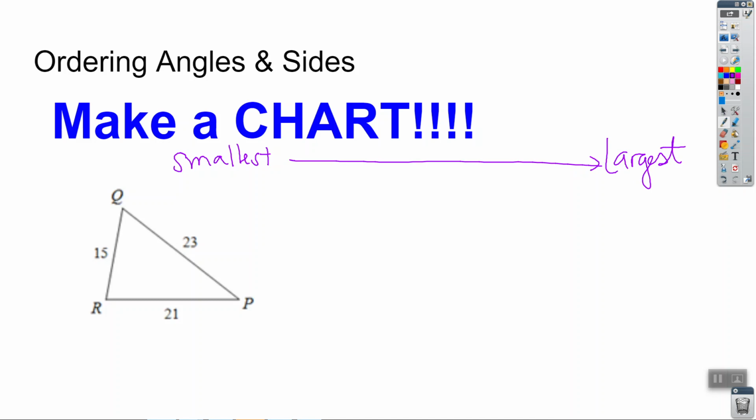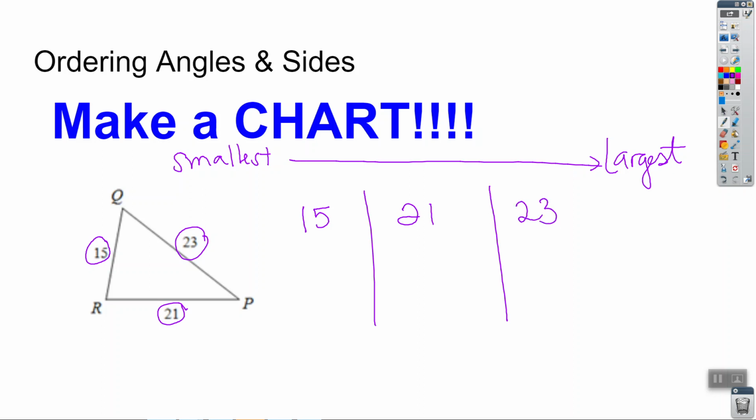So the only thing that I can actually see in here right now is numbers. And I know how to put numbers in order, so I'm going to do that. The smallest number is 15. The next smallest number is 21. And finally, the largest number is 23. And I'm going to take that. Next, I've done that.